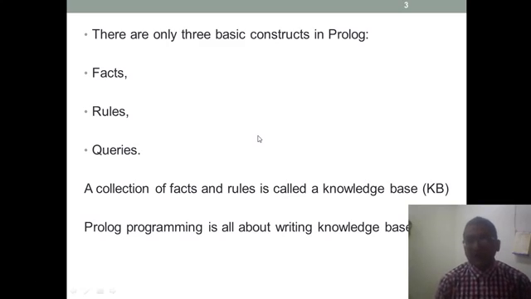So when we talk of Prolog, our objective is to create a knowledge base, and knowledge base is nothing but a collection of facts and rules. So when we try to make a knowledge base for an agent, we have to identify what facts we have to keep in the context of his intelligence, and the rules. So Prolog programming is all about writing a knowledge base. When we create a knowledge base for any agent, you can ask queries.